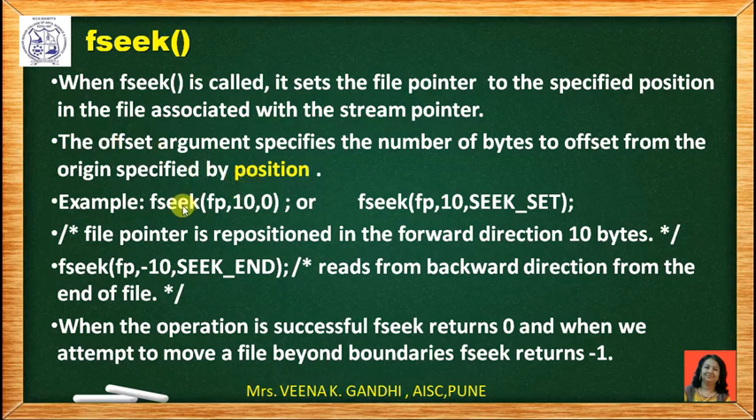For example, suppose fseek(fp, 10, 0) means move the file pointer 10 bytes in the forward direction from the beginning of the file. Move the file pointer in the forward direction 10 bytes ahead from the starting of the file. fseek(fp, -10, SEEK_END) means move the file pointer in the backward direction 10 bytes. When the operation is successful, fseek returns 0, and when we attempt to move beyond the boundaries of the file, it returns -1.